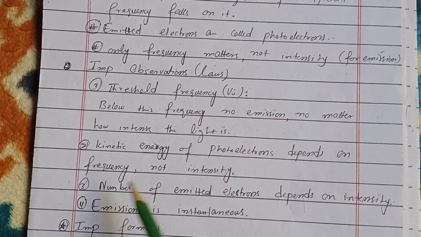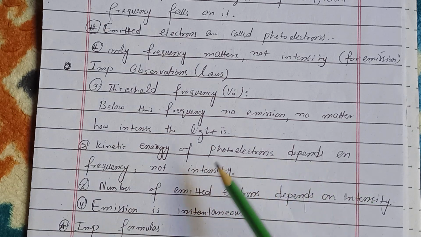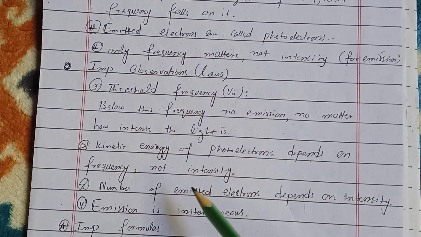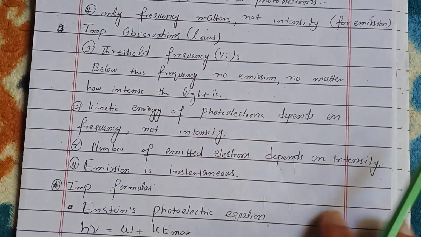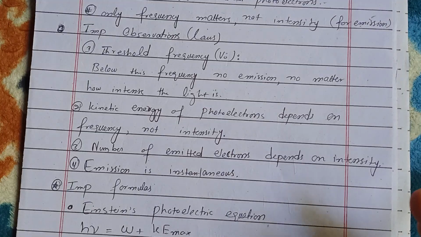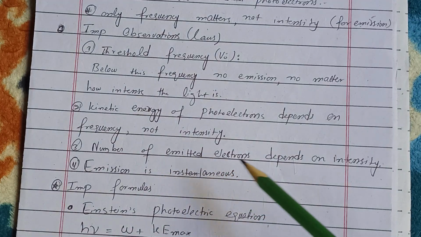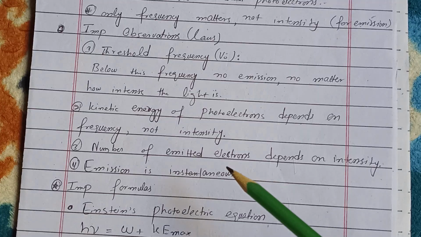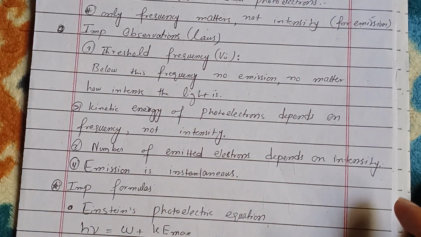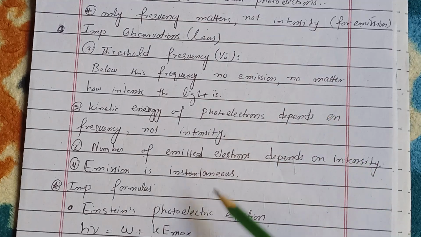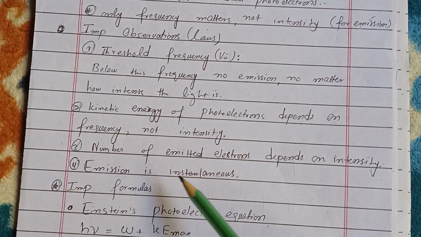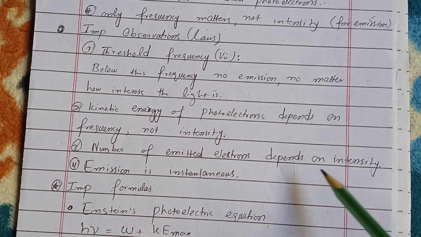The kinetic energy of a photoelectron depends on frequency, not intensity. This is an important point. The photoelectron is the electron emitted from the metal surface, and its kinetic energy depends on frequency. MCQs can come from it, and it does not depend on intensity.